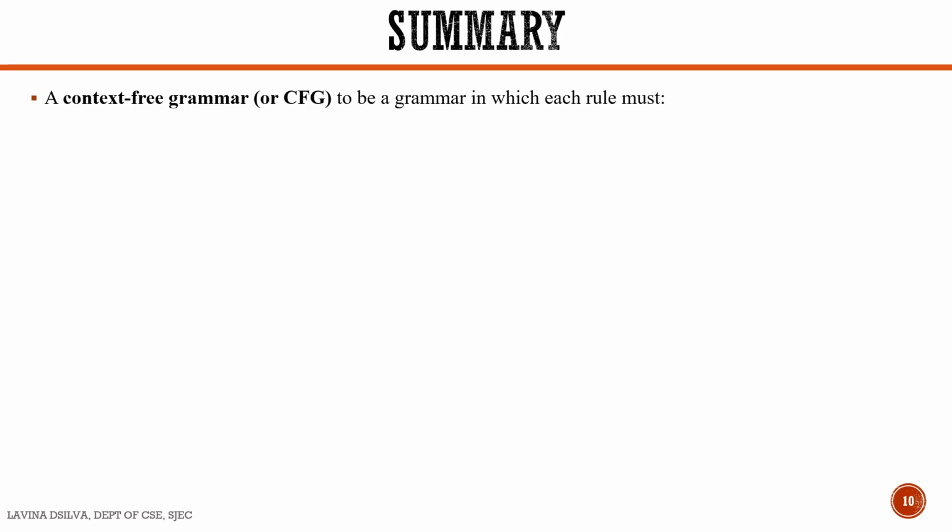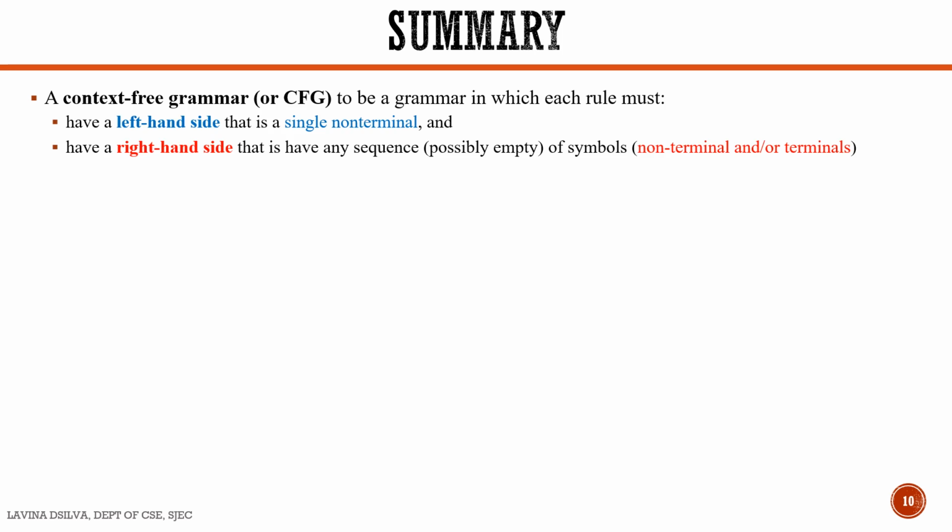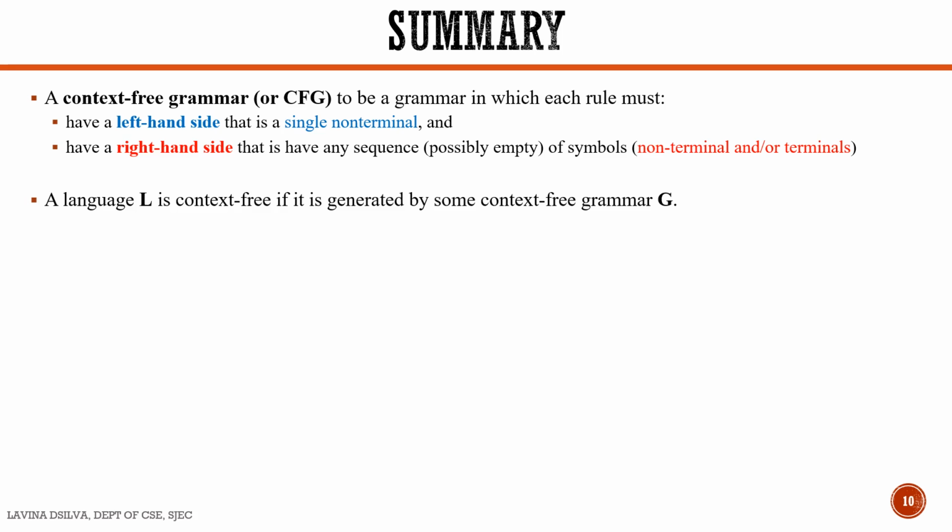To summarize, we consider a context-free grammar, that is a CFG, to be a grammar in which each rule has a left-hand side consisting of a single non-terminal and a right-hand side having any sequence of symbols. It can be any sequence of non-terminals and or terminals. There is really no restriction on the type of the symbols which appear on the right-hand side. It can be a mixture of non-terminals and or terminals.